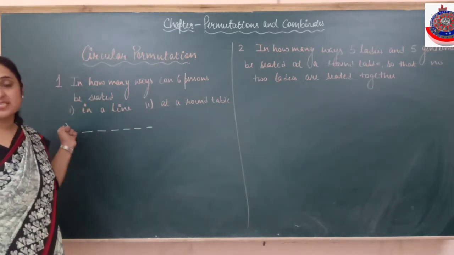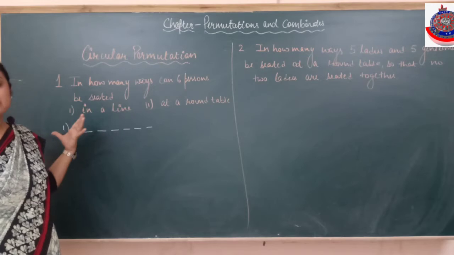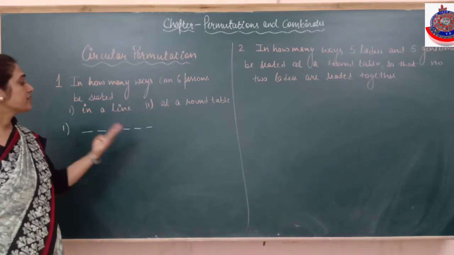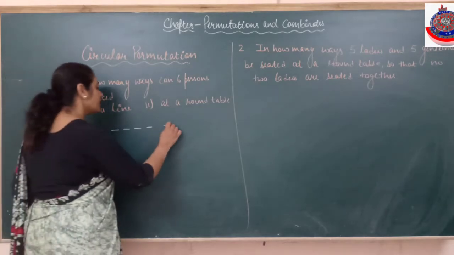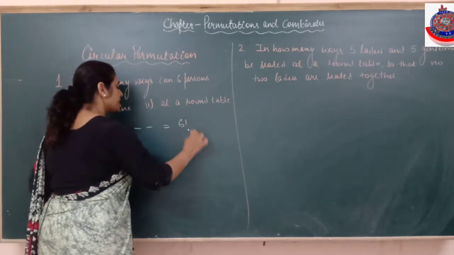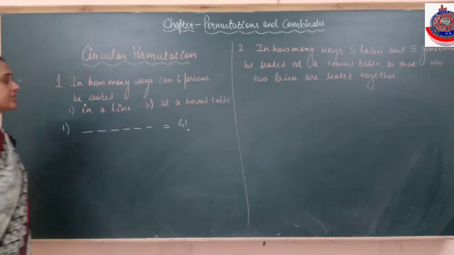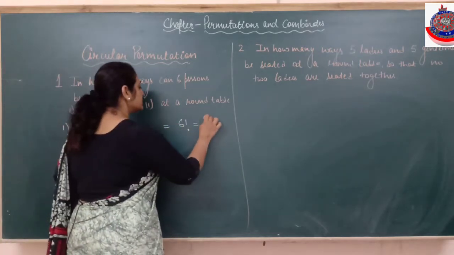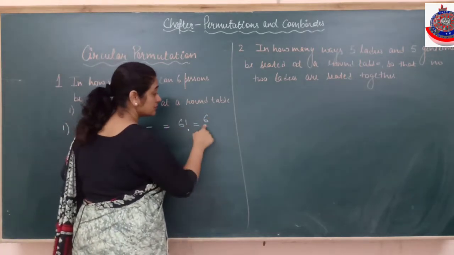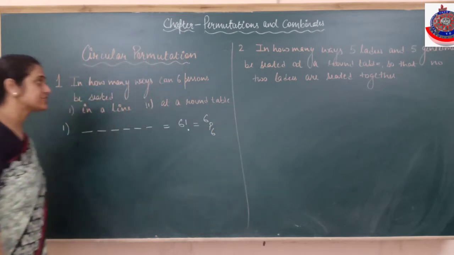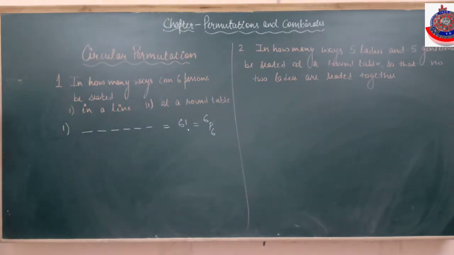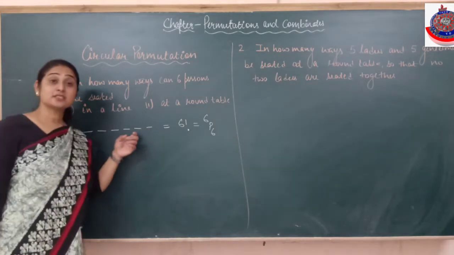The second person enters, he has 5 choices. The next person enters, he has 4 choices now. The next person enters, he has 3 choices. So that means it will be 6 factorial. Is it clear? That means I have 6 people, 6 seats, so that is 6P6, that is 6 factorial. Is it clear? You can't say 6, 6, 6, 6, 6.